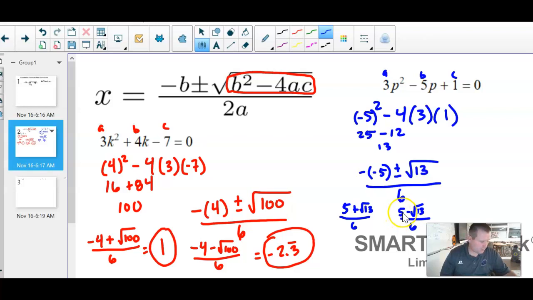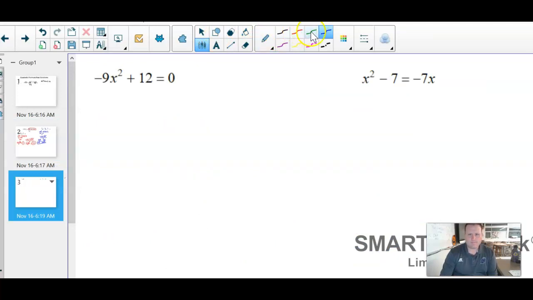So let's see what we get from that. Let's see, divide by 6. So I get 1.43 for this first one. And for the other one, I get 0.23. So those would be my two solutions right there. Those two answers. Okay, should be looking pretty good here. Let's do a couple more here, okay?